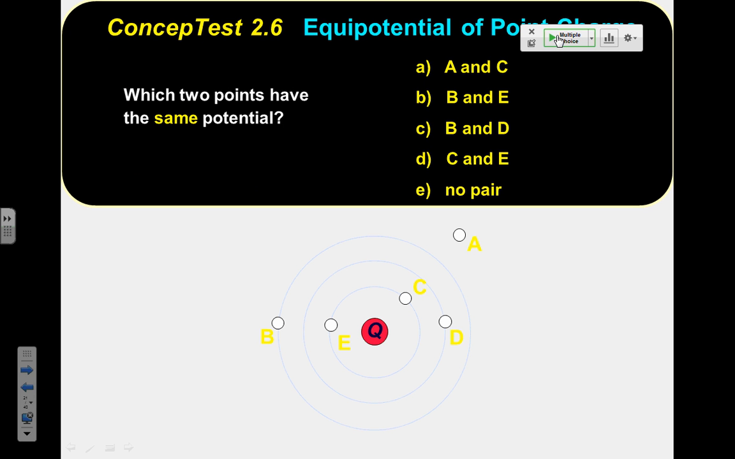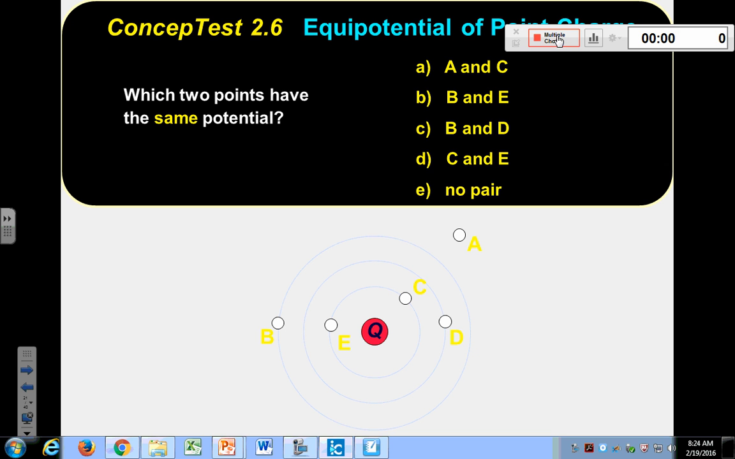Which 2 points have the same potential? Sorry, can y'all see that? Yeah, you can see it. Which 2 points have the same potential? I'll stop at 30 seconds. We'll make this our last question.